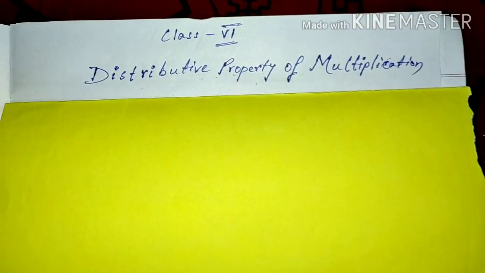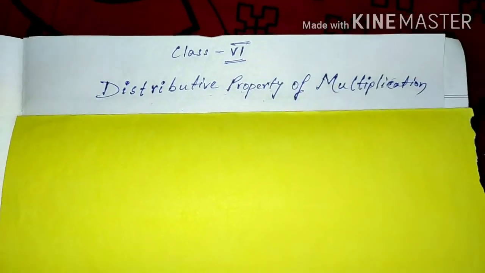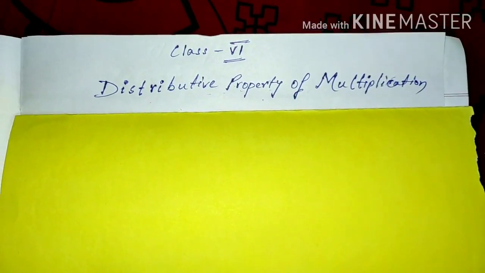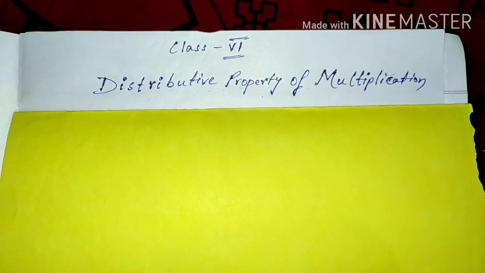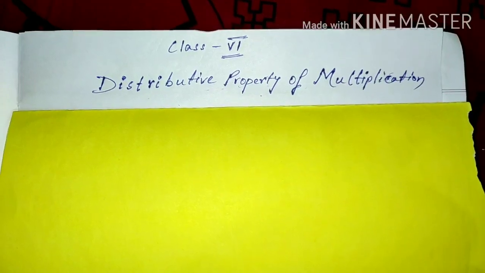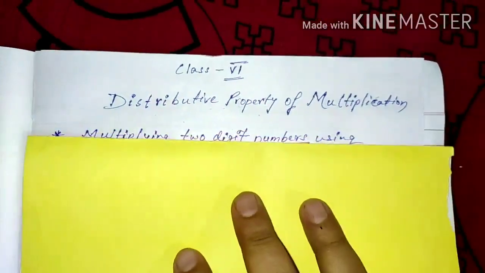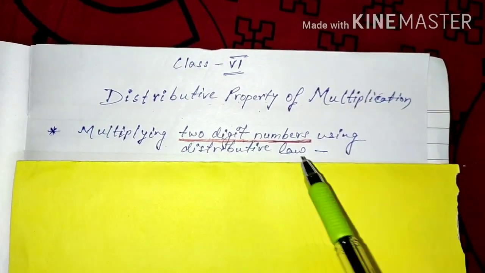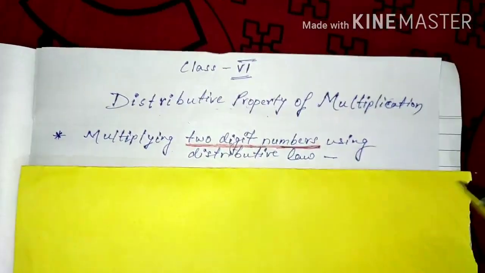Hello everyone. In this video we are going to learn the distributive property of multiplication. That is how multiplication is distributive over addition and subtraction. Let us understand this by taking an example. First, multiplying two-digit numbers using distributive law.